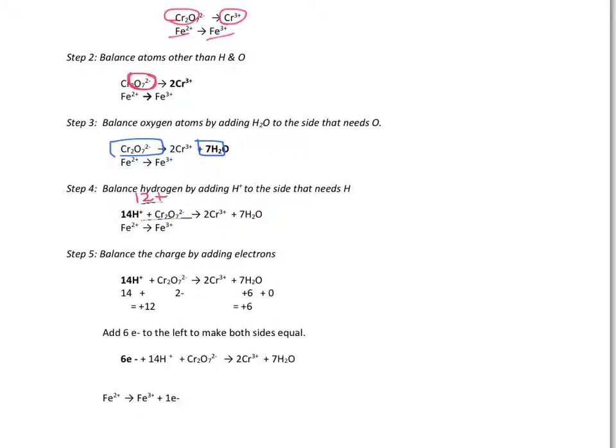Now try that again on the product side. What is the overall charge here on the product side? Hopefully you got 6 positive, or plus 6. 2 times 3 plus 0 gives us 6 positive. Now just like we were doing in the last lesson, we always add electrons to the higher number. So you're going to have to add electrons here to the reactant side. How many electrons are we going to add? Well, how many do we need to add to 12 in order to get 6?